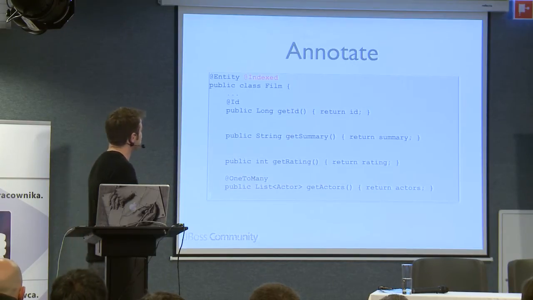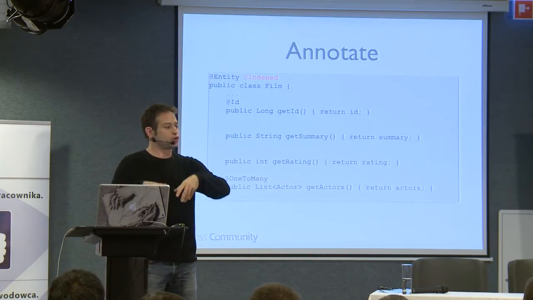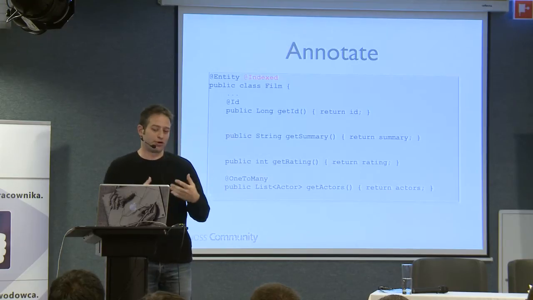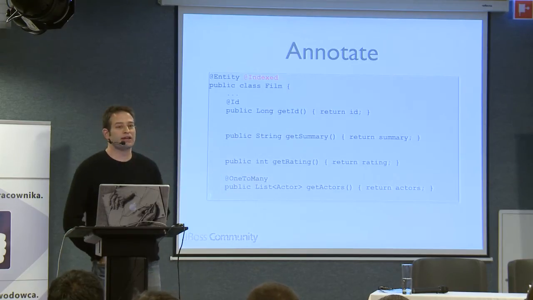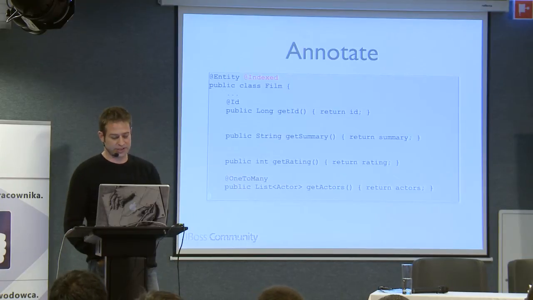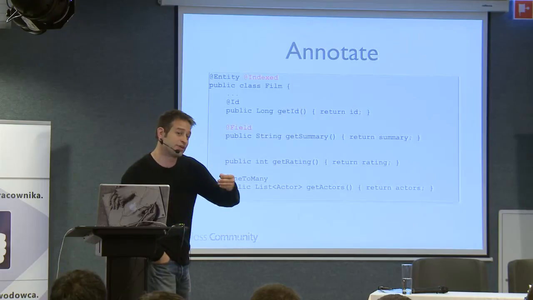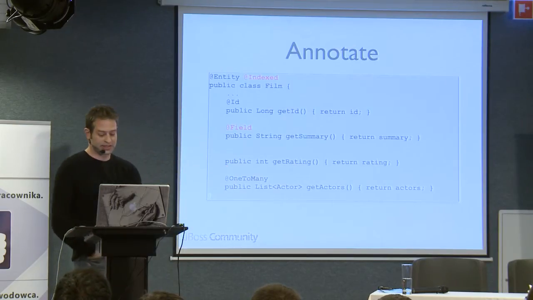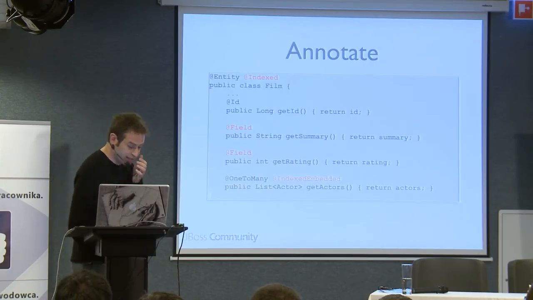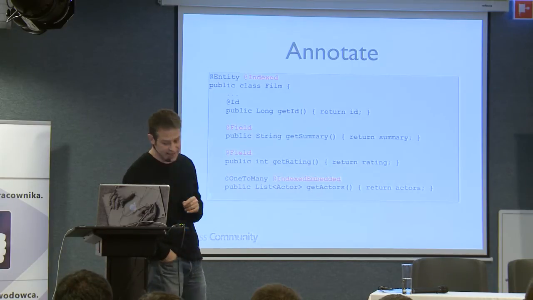What's the thing you have to do? First, you have to tell Hibernate Search which entities you want to search on. Somehow we have to know for which entities we want to create a Lucene index. And you do that by just adding @Indexed to this class. The next thing is you have to tell Hibernate Search which fields you want to search on. Okay, that's the summary field and the rating field. And you want to search on actors, which is another annotation called @IndexedEmbedded.